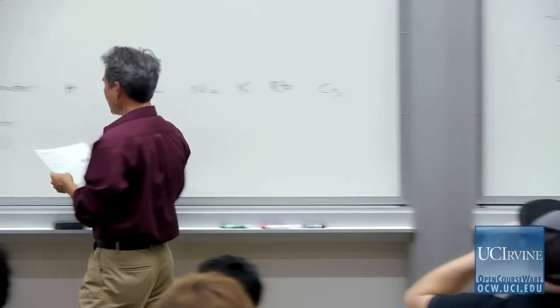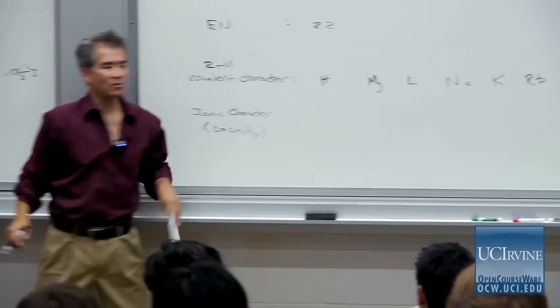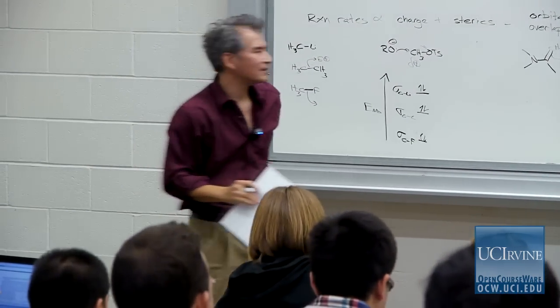Okay, so let's go ahead and write out the electronegativities. The electronegativity of a proton is 2.2. Carbon is 2.5. A proton is slightly more electropositive than carbon.